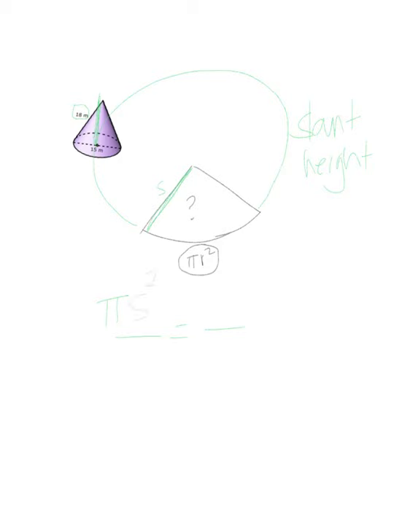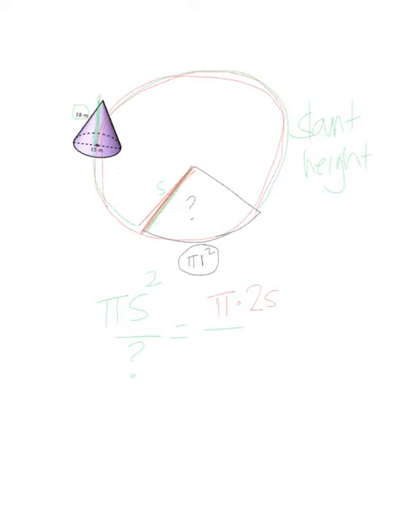So pi s squared. And I'm going to compare that to the area of the pizza slice. I don't know what it is. And then we're going to compare that to the circumference of the big circle. So circumference ends up being pi times 2r. But the r of that big circle is actually s. So I've got pi times 2s.